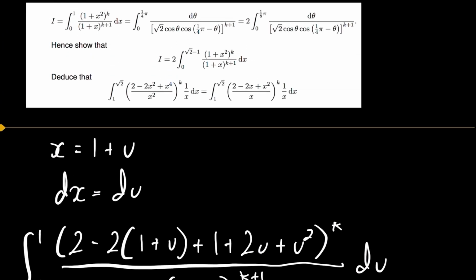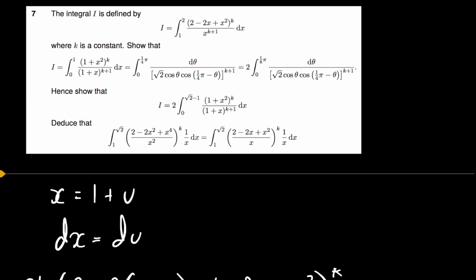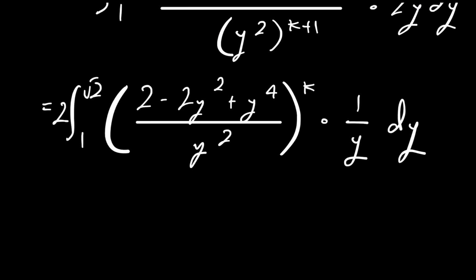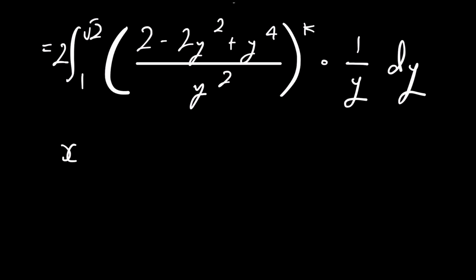So looking at this next one, we have 2 minus 2x plus x squared over x to the k times 1 over x. Similarly, we have 1 and root 2 as our limits. And the best way from here is to use the penultimate integral we had in this third line here, the one with root 2 minus 1 as the limits. And looking at these limits, we've turned root 2 minus 1 into root 2. So our best move here would be to do a substitution that goes around x equals y minus 1.